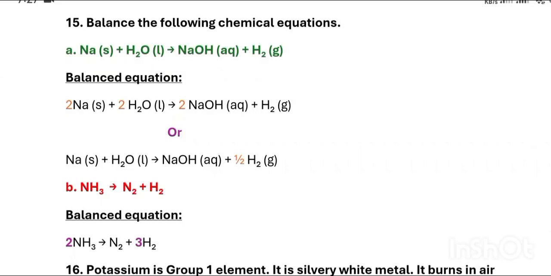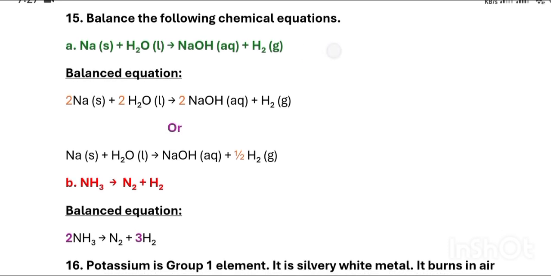Welcome back again. Today we are going to solve the 15th question of the review exercise from unit 6. Now you have to balance the chemical equation. First, let's see what we have here. The first part is Na plus H2O will give NaOH and H2. The equation can be balanced in two ways.